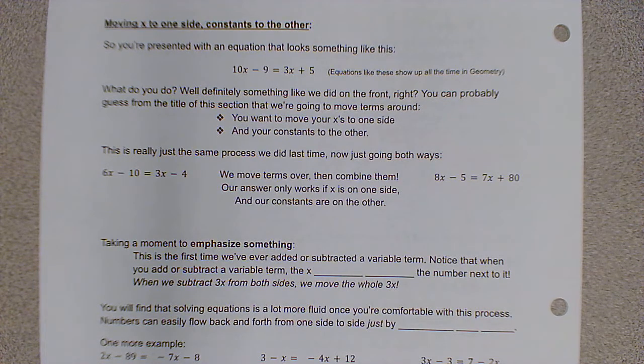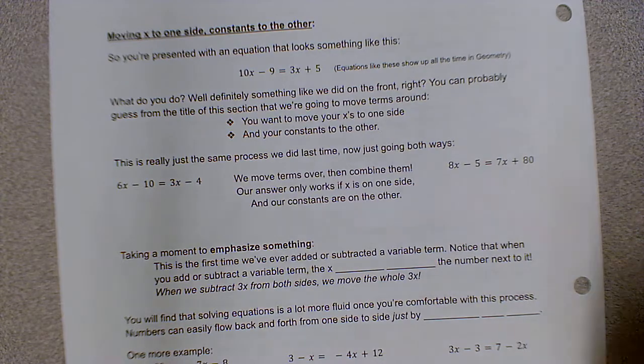Now, equations like these show up all the time in geometry. I'd say like every day. What do we do? Well, definitely something like we did on the front, right? You can probably guess from the title of this section that we're going to be moving terms around. You want to move your x's to one side and your constants or numbers to the other. This is really the same process we did last time, now just going both ways.